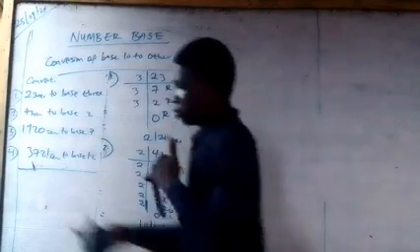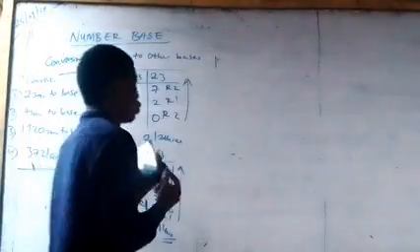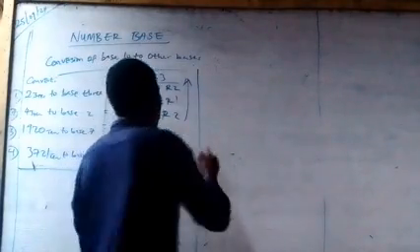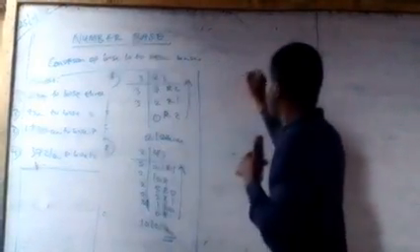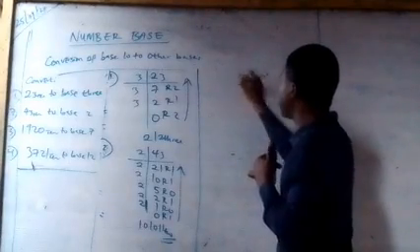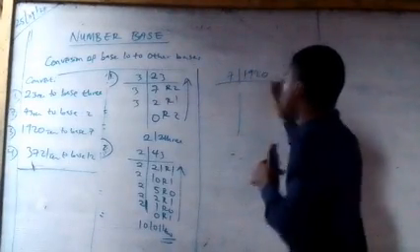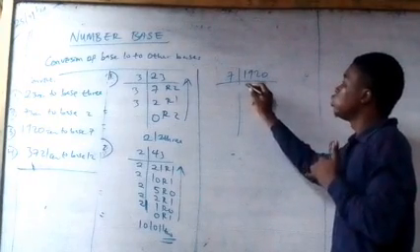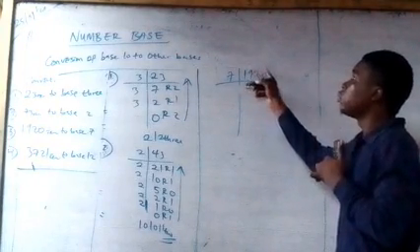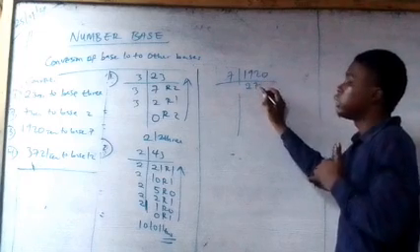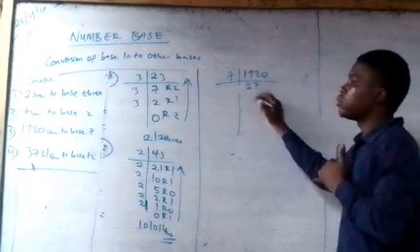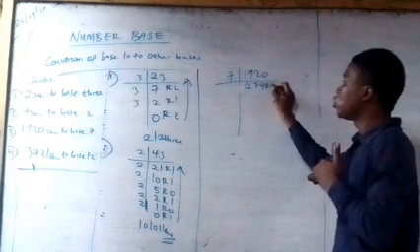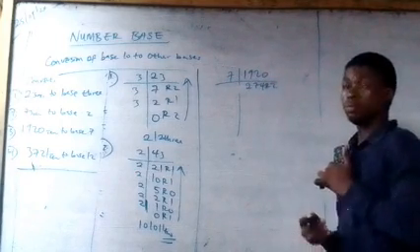Then let's do the last two. And let me do the last two. I'll just show you something and we are done for number base. The last two, we have 1920 base 7. How many 7 can you see here? We see 2, 5, 7, 3, 4, remainder 2. You can use your calculator.